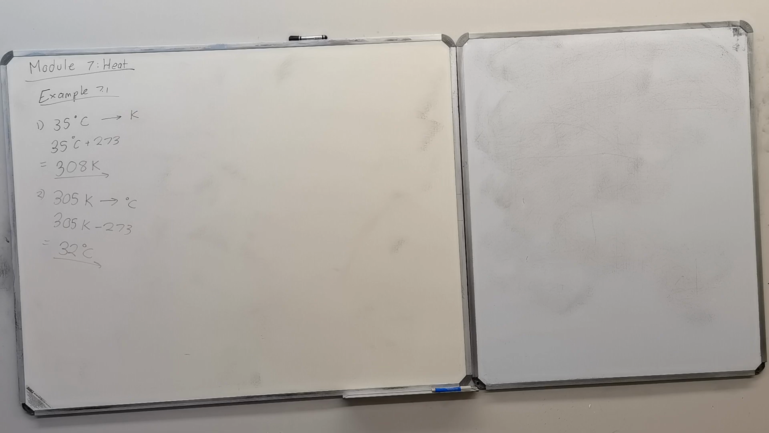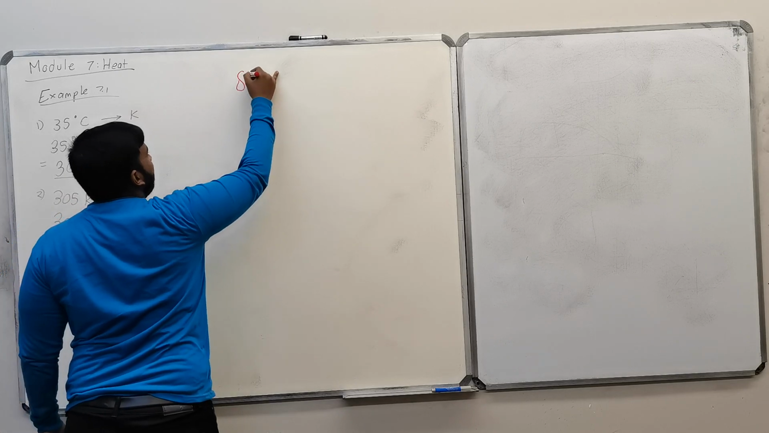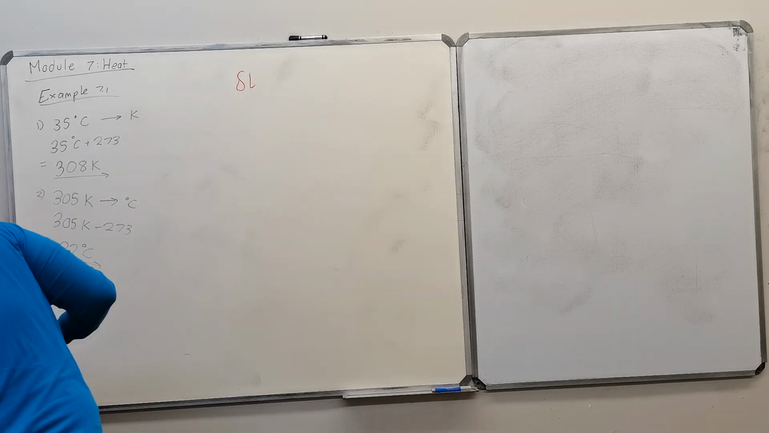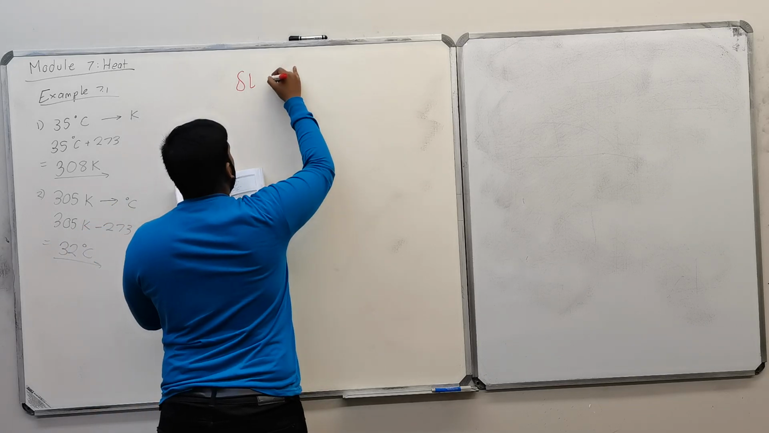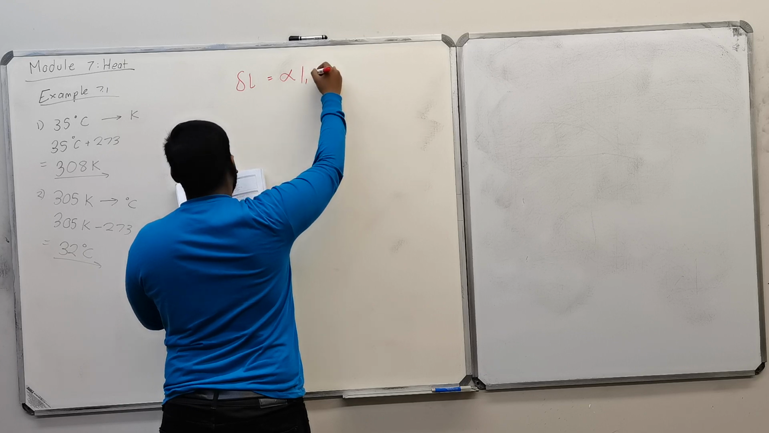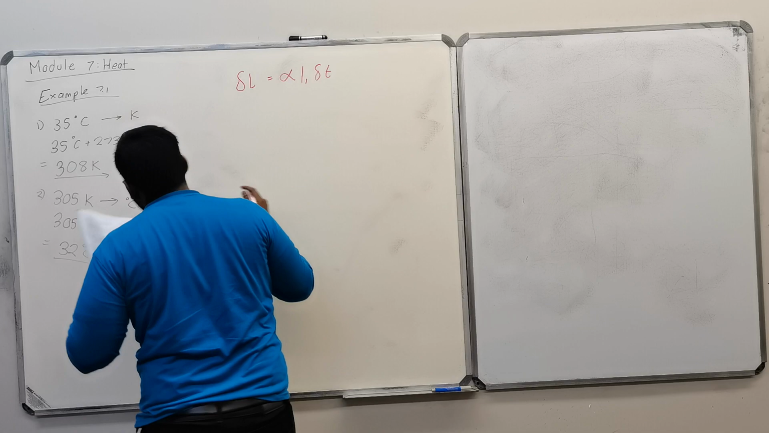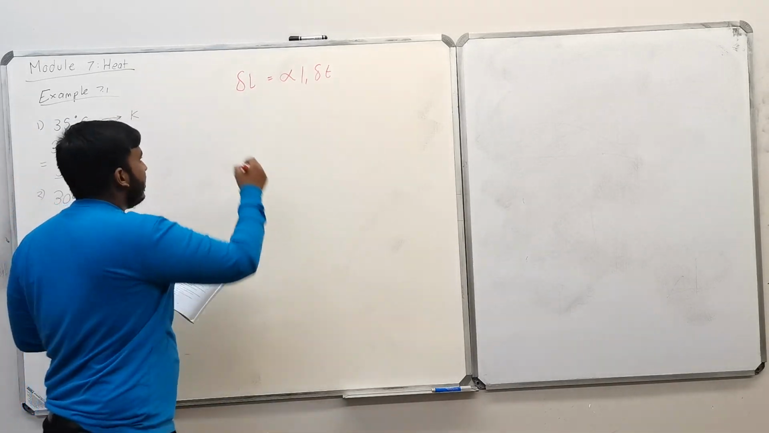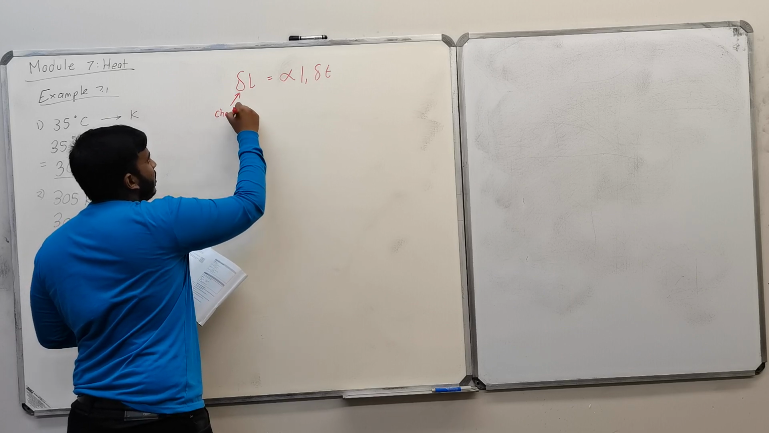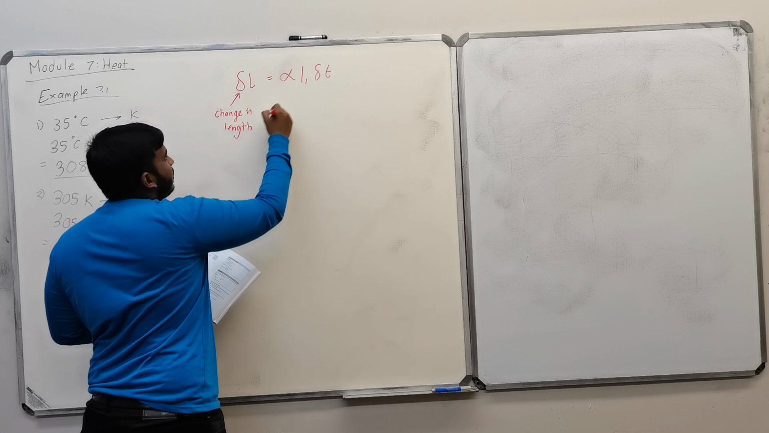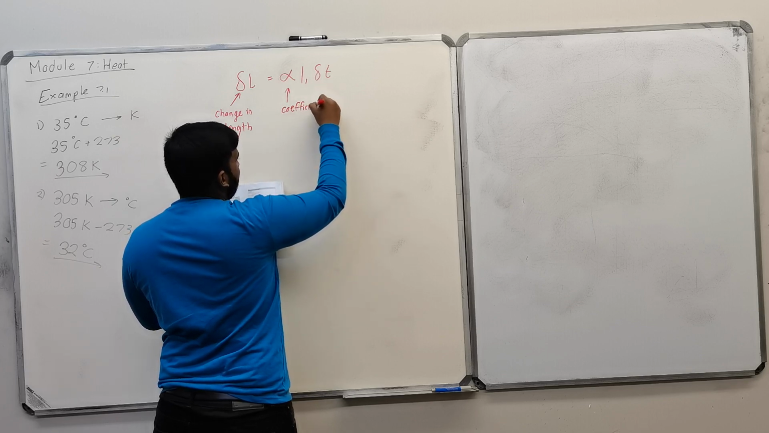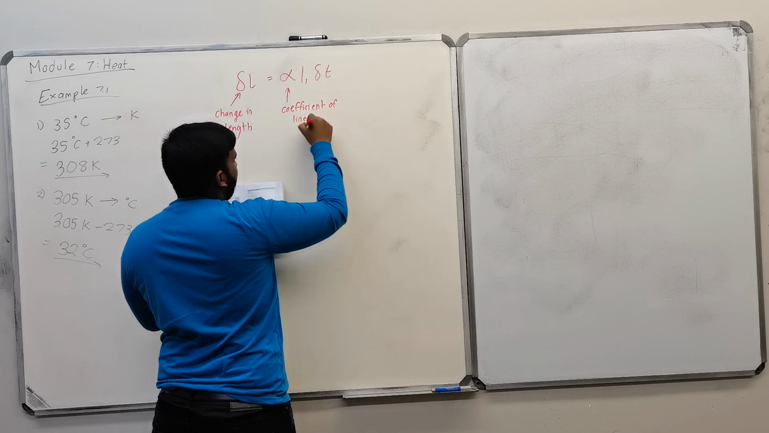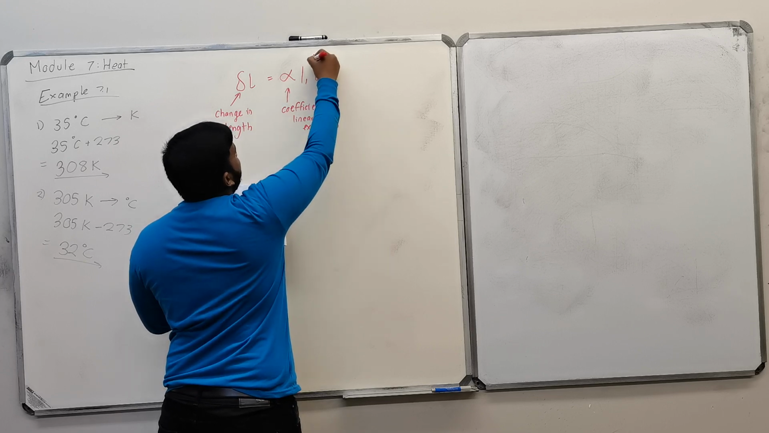Okay? Now, they came up with a formula, and the formula basically states this. The formula is your change in length is equal to your coefficient of linear expansion times L1 times your change in temperature. This is the formula that they came up with, right? Now what this formula basically means, this is your change in length. This is your coefficient of linear expansion. This L1 is your original length.